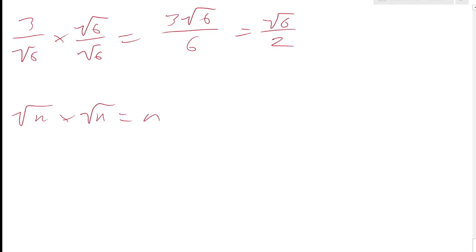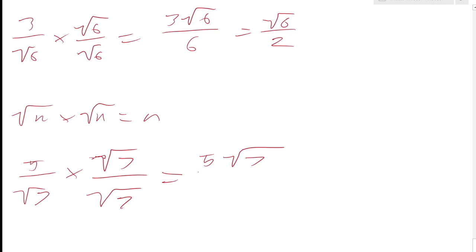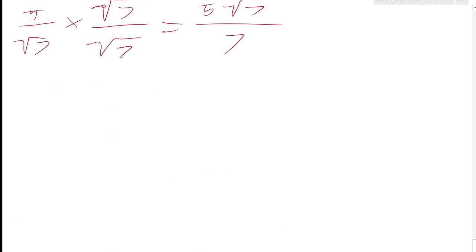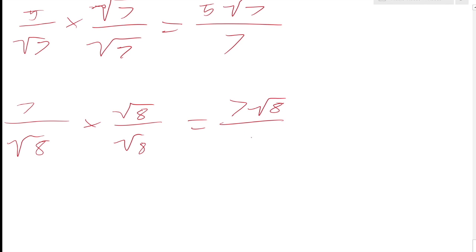Okay, 5 over root 7. You multiply that by root 7 over root 7 equals 5 root 7 over 7, and that can't be simplified. Now, 7 over root 8, multiply that by root 8 over root 8, and we're going to get 7 root 8 over 8.